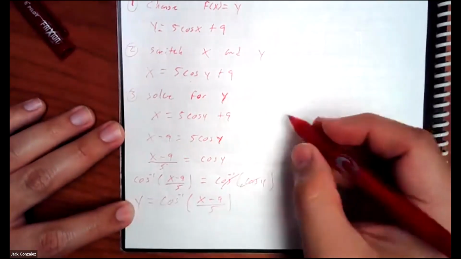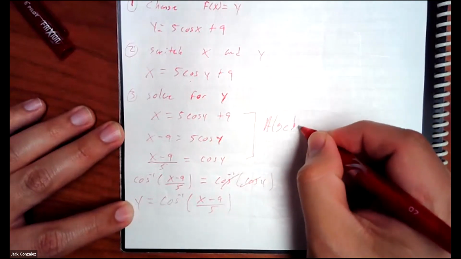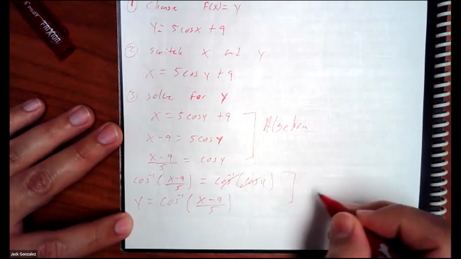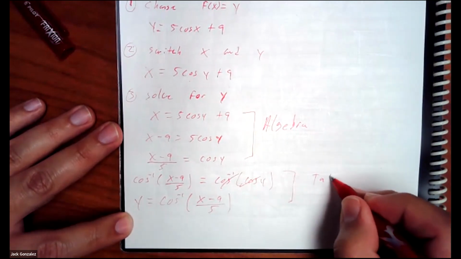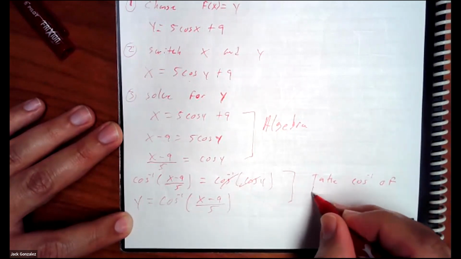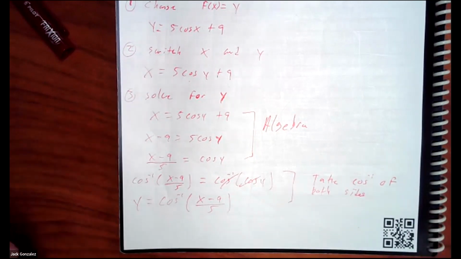So right here was just basic algebra. If you missed something, let me know. I didn't explain the steps. Here, take cosine inverse of both sides. That's it. So you can't do this until the trig function is isolated.